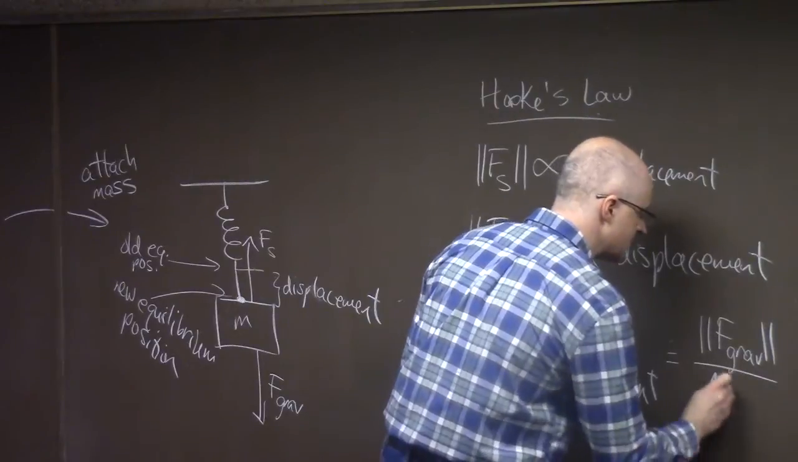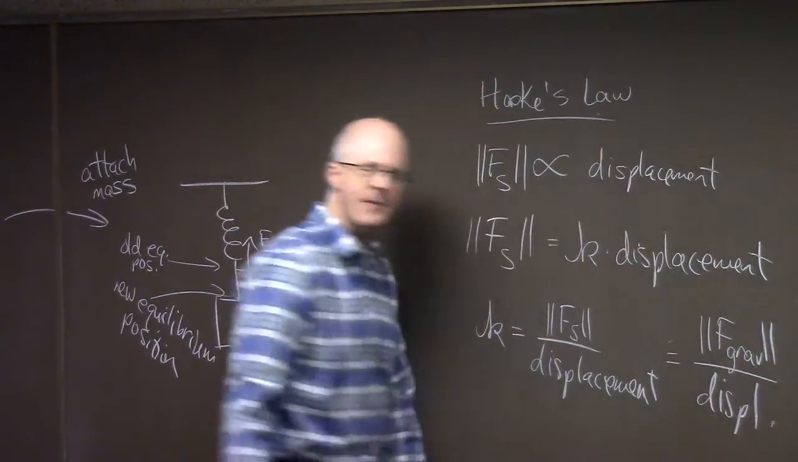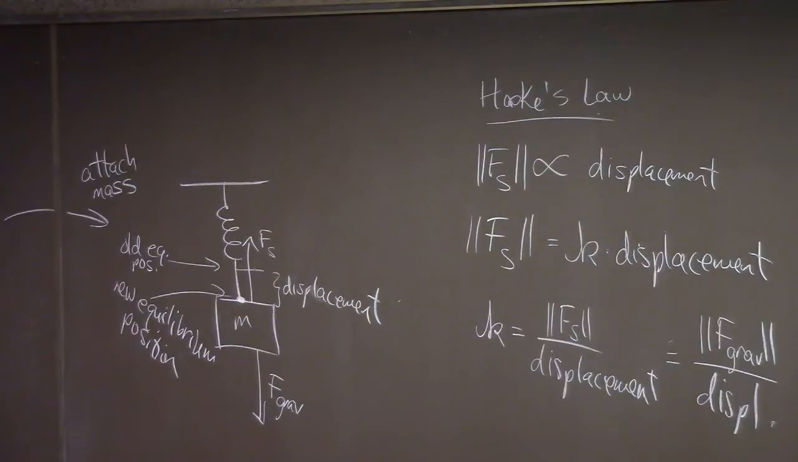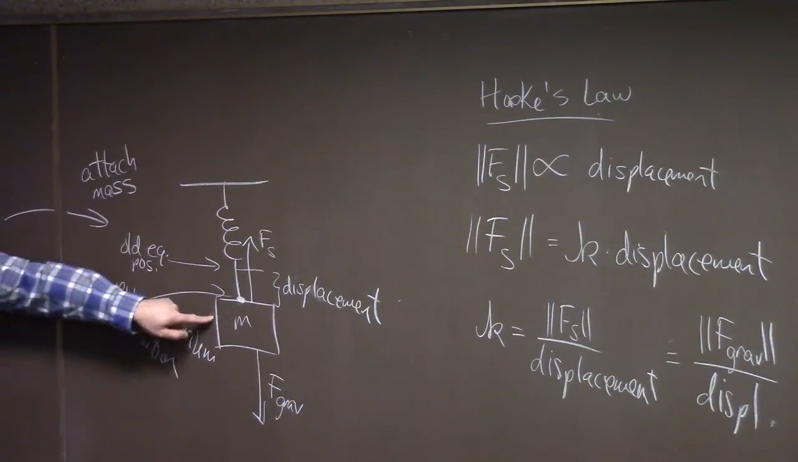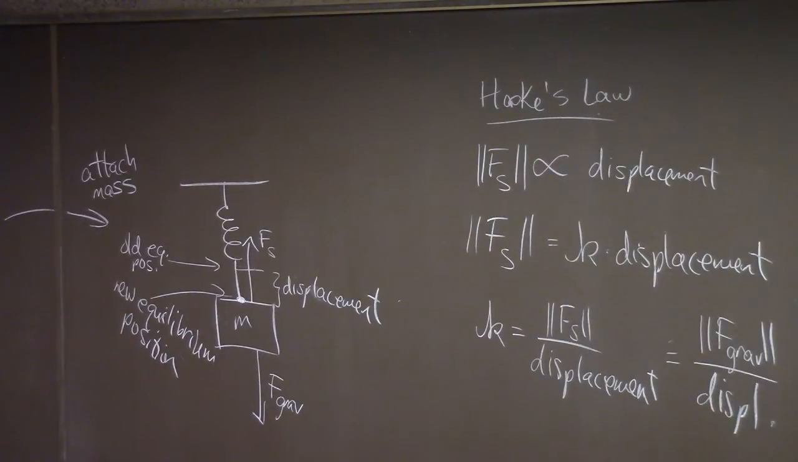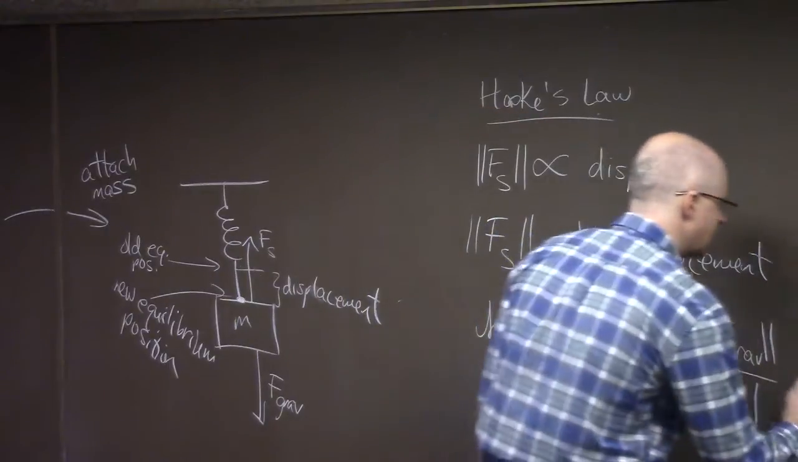So in fact, this is the same as the magnitude of the force of gravity divided by the displacement as well. What's the magnitude of the force of gravity going to be if the mass of the block of wood is m? 9.8 times m. mg is the typical way to write it.